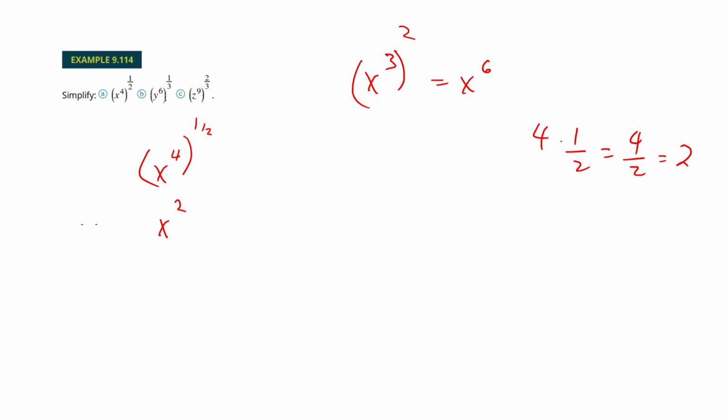Now we could have done this with the root approach. Like if we take the square root of this, we'd get to the same place. But they're showing us a nice clever trick here. So I've got a power to a power, so that's going to be y to the 6/3, which is the same as y to the second. And z to the 9th, I'm taking a power to a power, so that's going to be 9 times 2/3, which is going to be z to the 18 over 3, which is z to the 6th.